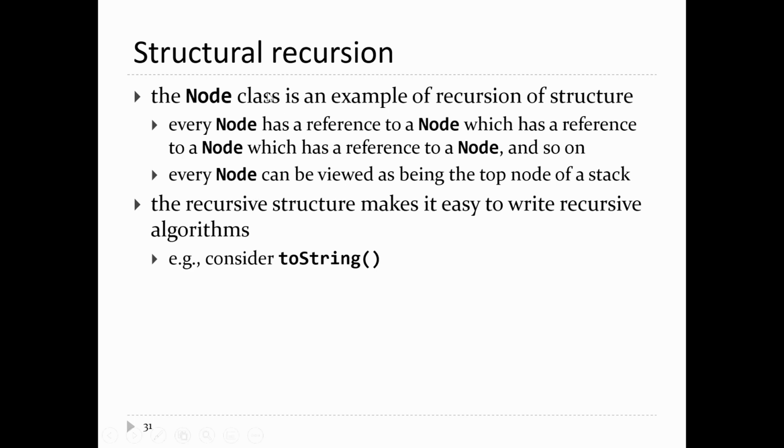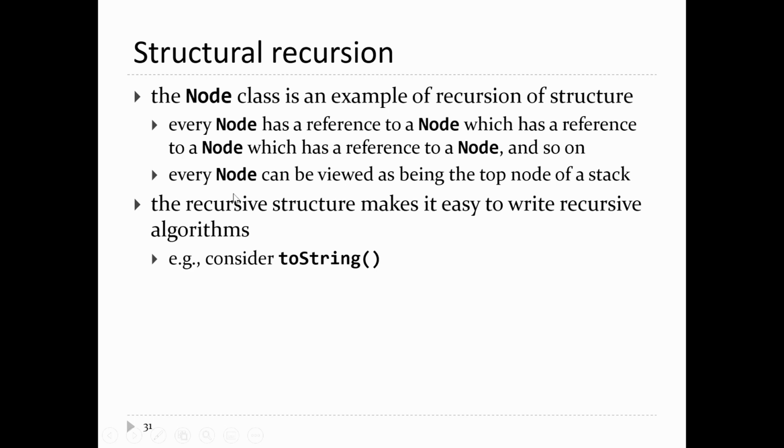Anytime you implement something using a node, so in other words, you've got a node that points at zero or more other nodes, then that node class is an example of recursion of structure. What do I mean by that? Every node has a reference to another node. That node has a reference to another node, and so on and so on, until you reach the bottom node, because the bottom node is when its reference is null.